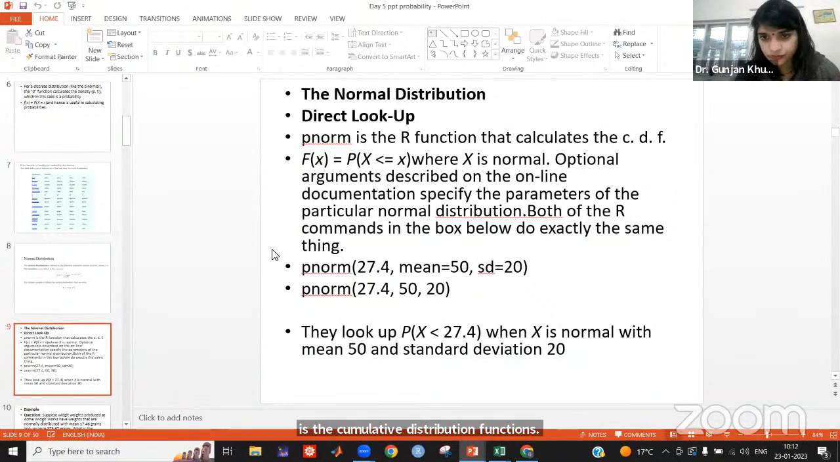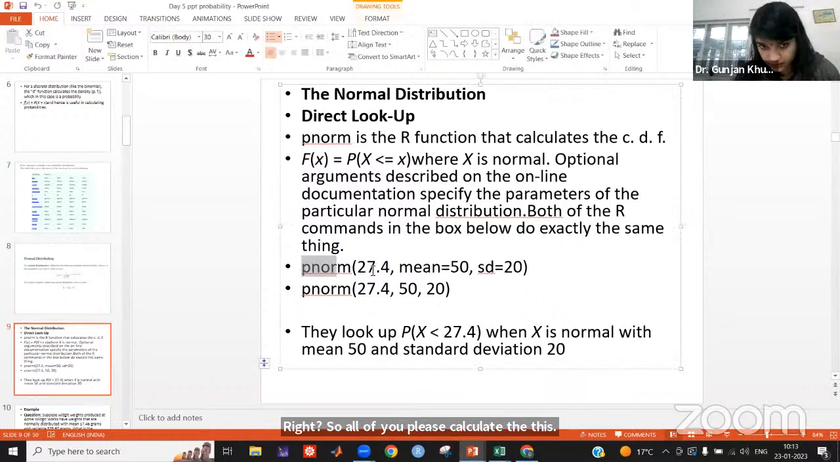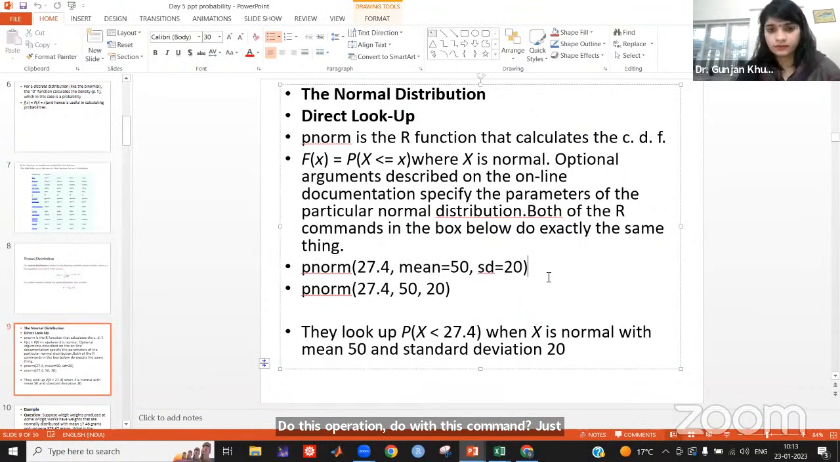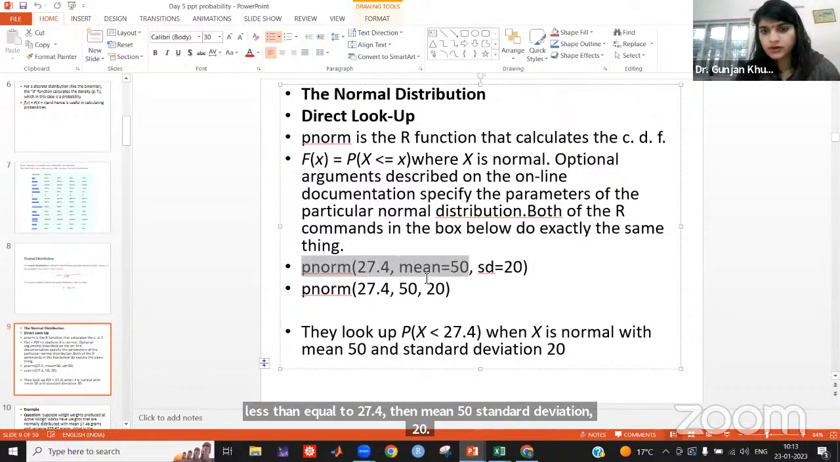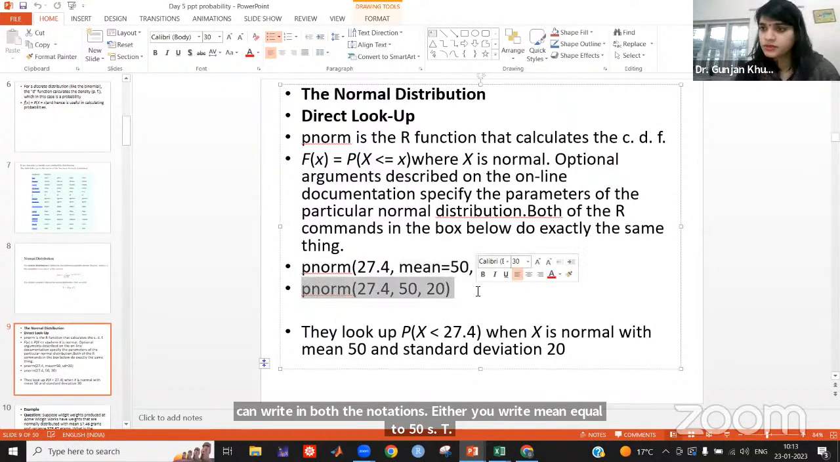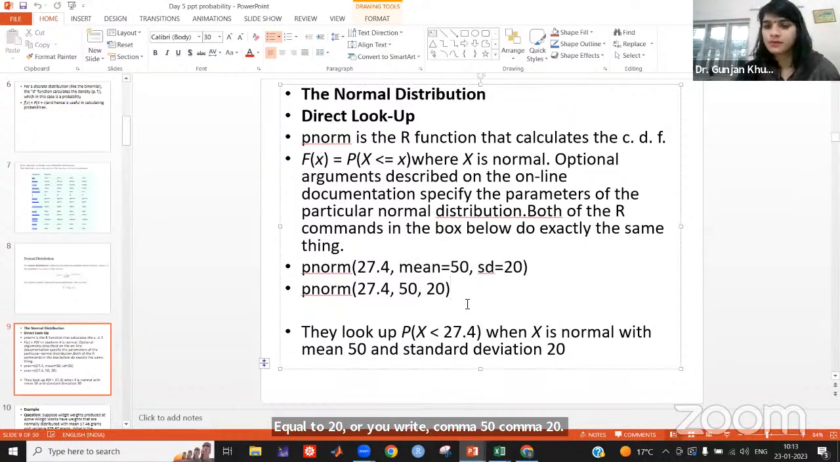So all of you please do this operation with this command, just do hands-on. You may start. pnorm, then bracket 27.4, meaning your x should be less than or equal to 27.4, then mean 50, standard deviation 20. You can write in both the notations. Either you write mean equal to 50, sd equal to 20, or you write comma 50, comma 20. Please write both and you will find same answers. Is that okay?